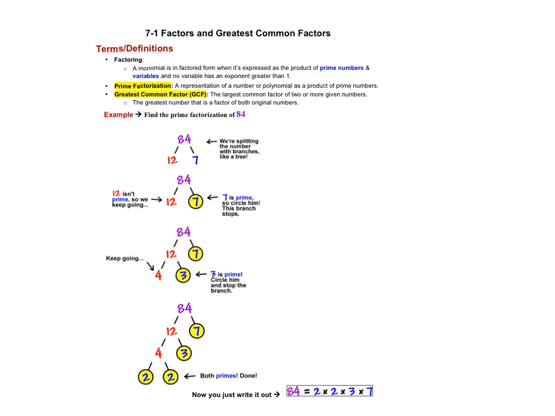This is 7-1, Factors and Greatest Common Factors. In this section, we're going to be finding the prime factorization, which we use a factor tree to get, and we're going to also be calculating the greatest common factor. Let's look at some examples.